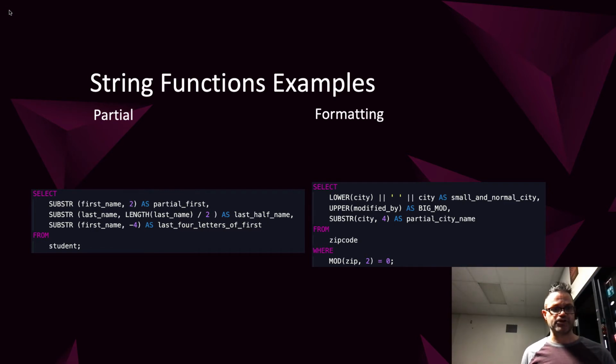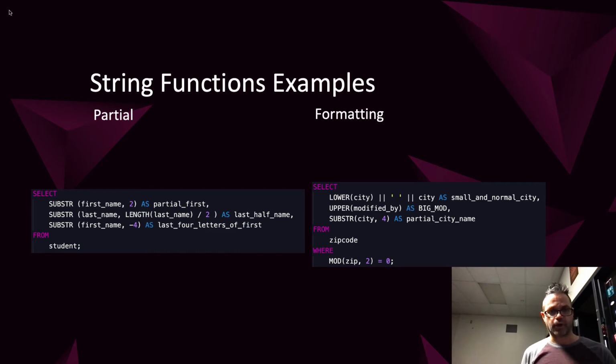And then substr first name, -4, I'm going to go backwards 4 spots. So unlike in Java land, you can pass it negative numbers, and it starts at the end of the string and works its way back towards the front. Pretty cool. You can see some manipulation right here of upper, lower, and substr in the next section.